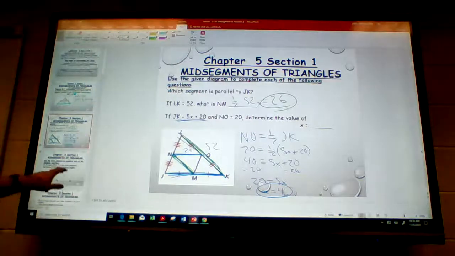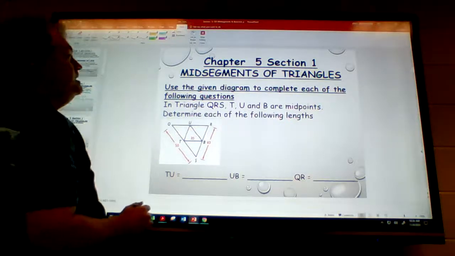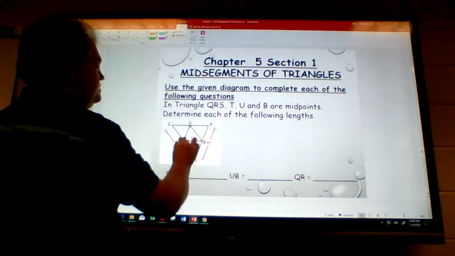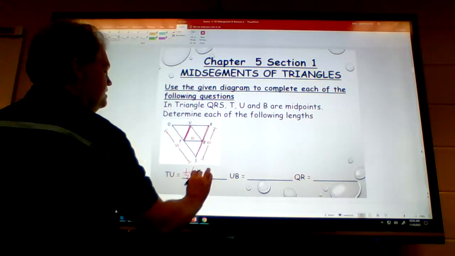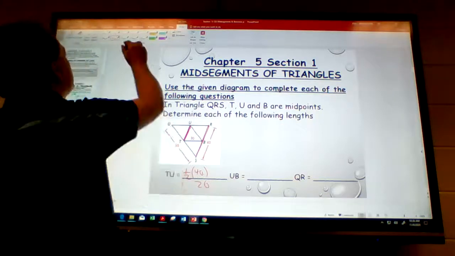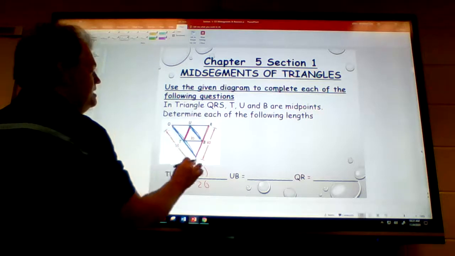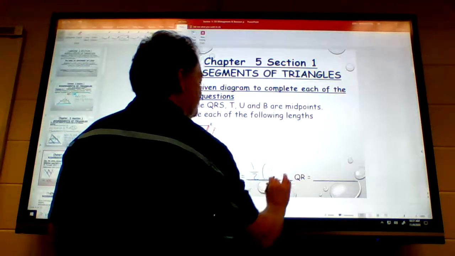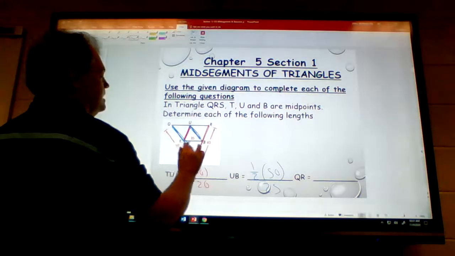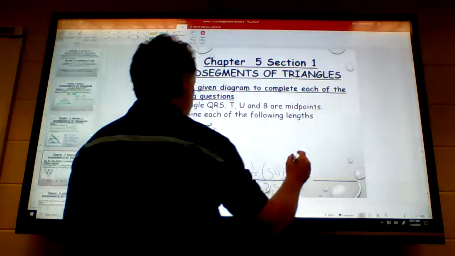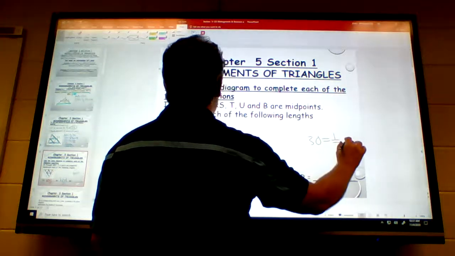Okay, now, here's a couple more. Let's see. We got TU. TU is right there, and it's half of 40, which is 20. UB. UB is right there in blue. UB is 1/2 of 50. Well, half of 50 is 25. And then QR. QR 30 equals 1/2 of QR.